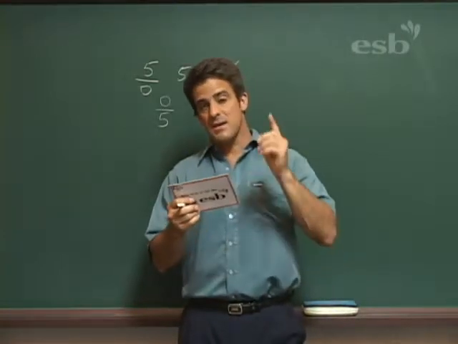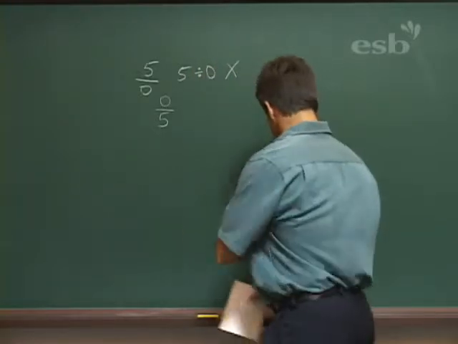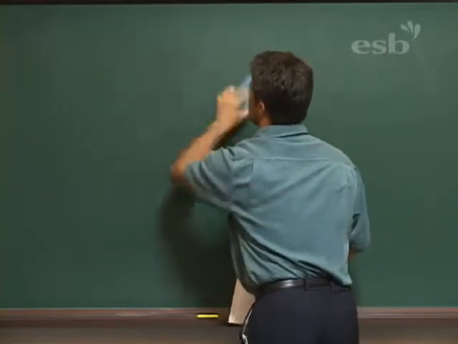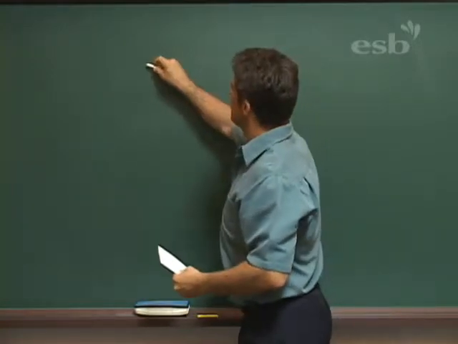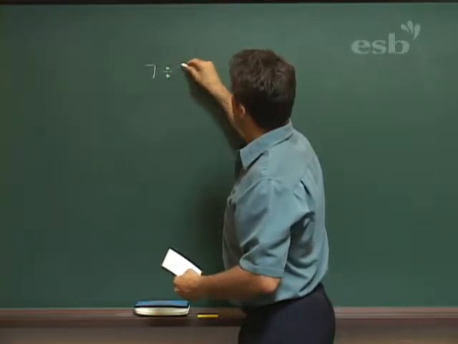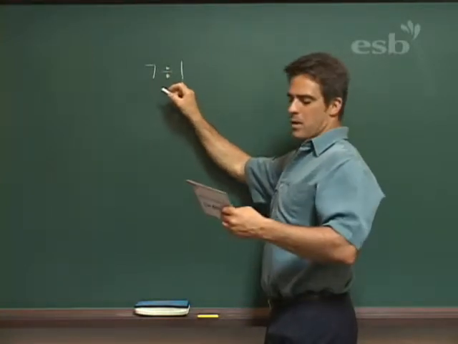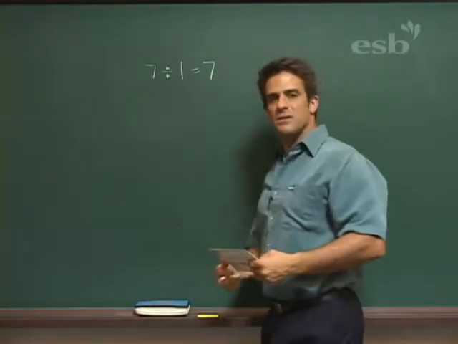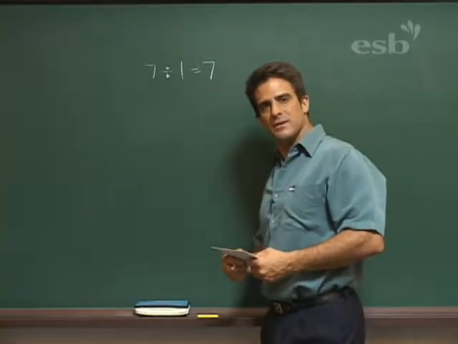Now, any number divided by 1 equals that number. Let's take a look. So, 7 divided by 1, okay, any number divided by 1 equals that number. 7 divided by 1 equals 7.